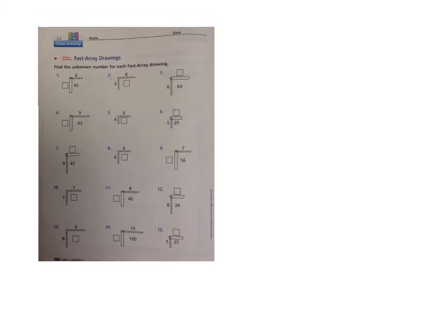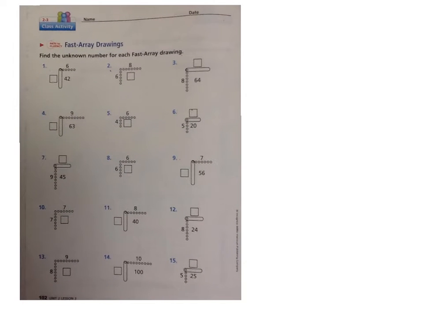Okay, turn your workbook page. These are fast array drawings, to where you kind of have to use division or multiplication, but just quick array drawings rather than draw every single spot on the inside of them. You're just doing a fast array. It's a quick drawing. So you need to find the unknown number for each fast array drawing. Here we have the product. We have one of the factors. You should know that 7 is the other factor.